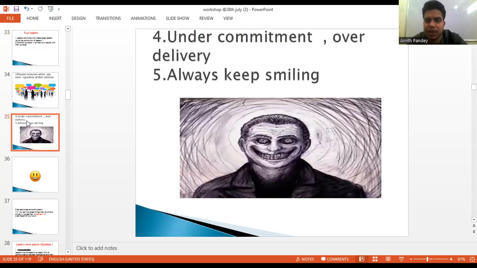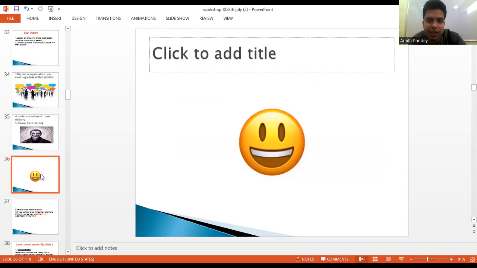Next, whenever you proceed with a deal, if you're going to say that I'm going to deliver 100%, instead you have to say we are going to deliver you 80%, and then you have to deliver almost 100%, and that's the actual trick which is followed by the Japanese. They always commit under and deliver over. And the last is you always have to keep smiling, and keep smiling doesn't mean you have to laugh, you just smile in this way. So these are the things that we could have in the leadership skills.